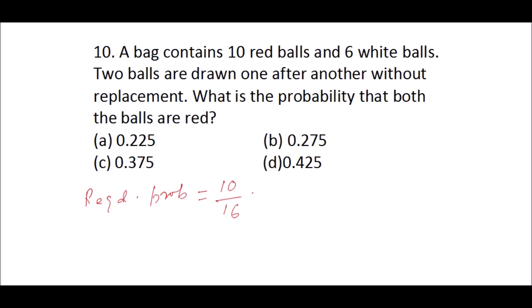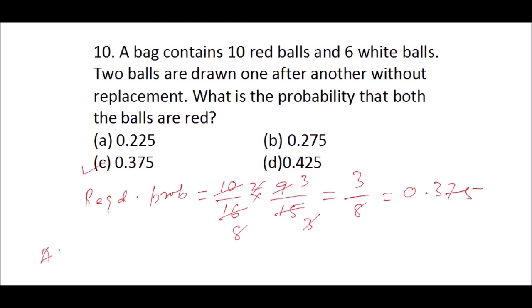And after drawing the first ball, how many balls remain? Because replacement has not been done, 9 red balls. Therefore, 9, and how many total? 15. Therefore, this is our required probability. If you simplify, this is 2, this is 3, and this is 3, and this is 8. Therefore, 3 by 8. And therefore, the answer is 0.375, 3 by 8. Therefore, your option C is correct.